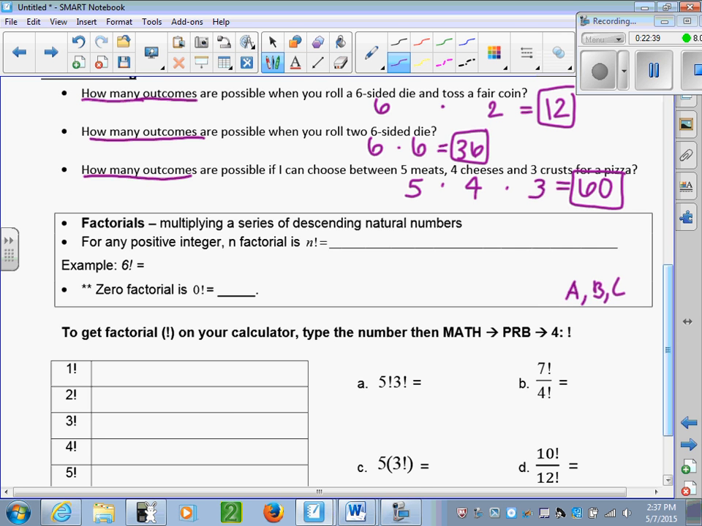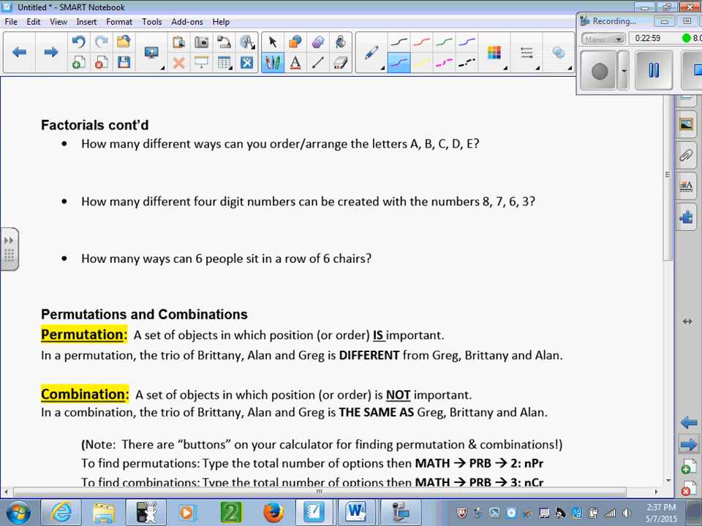Actually, let's change this example. Actually, we're going to skip this part. Skip this part right here, okay? I don't think it's all that helpful. Let's go on to the examples, what you might actually see on the test.